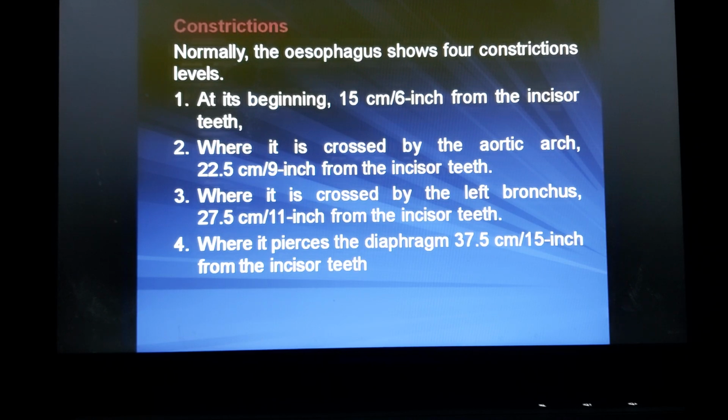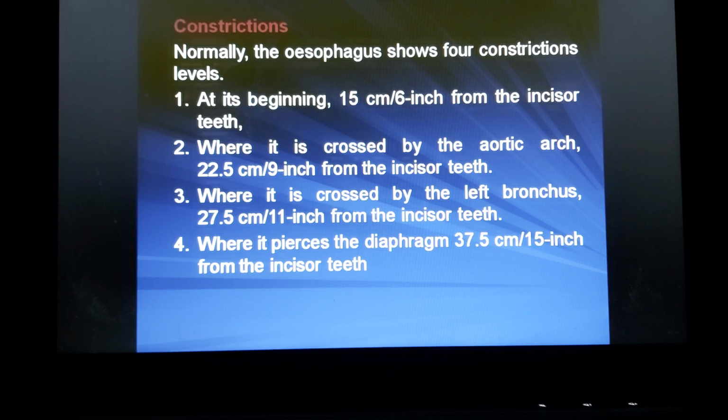Constrictions. Normally the esophagus shows 4 constrictions, at 4 levels. The first level is at its beginning, 15 centimeters, otherwise 6 inches from the incisor teeth.